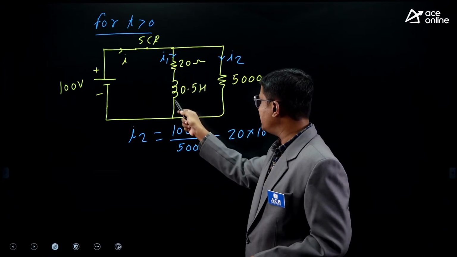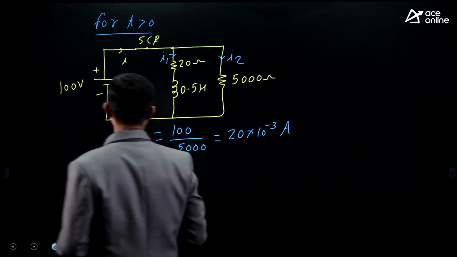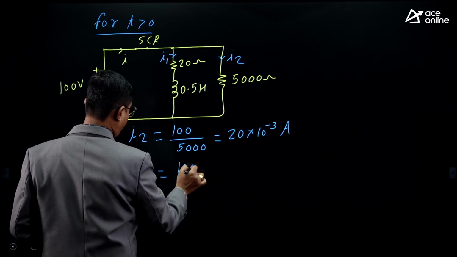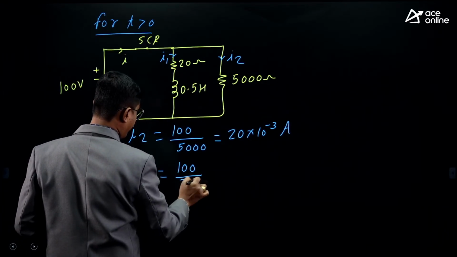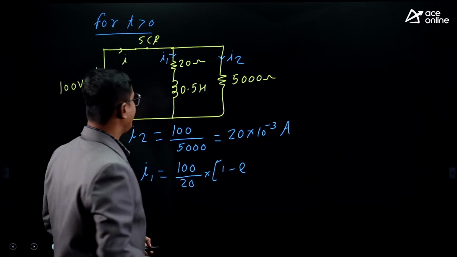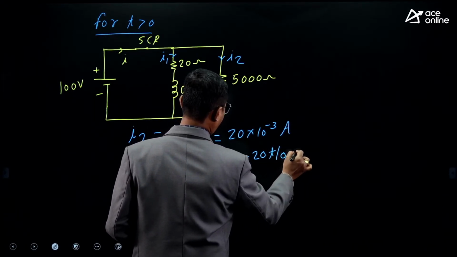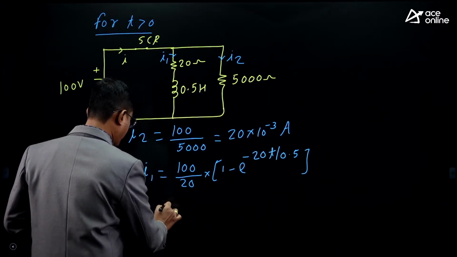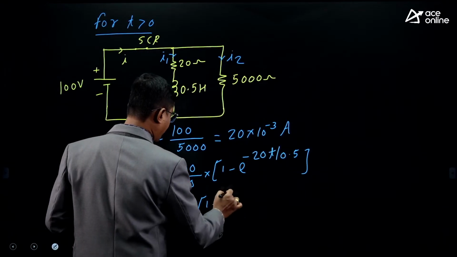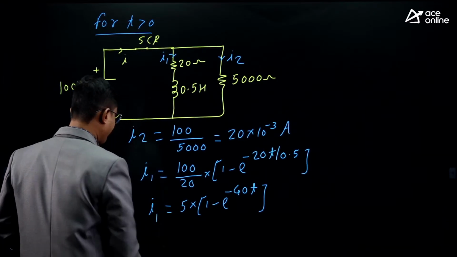You can check. We can directly write the expression of I1. Across RL branch, directly we are having the DC excitation, na? Right? So, I1 is equal to, this is Vs means 100 divided by resistor present is 20, into 1 minus e to the power minus RT by L. R is 20, T upon L is 0.5. So it is equal to 5 into 1 minus e to the power minus 40 into T. This is my I1, right?